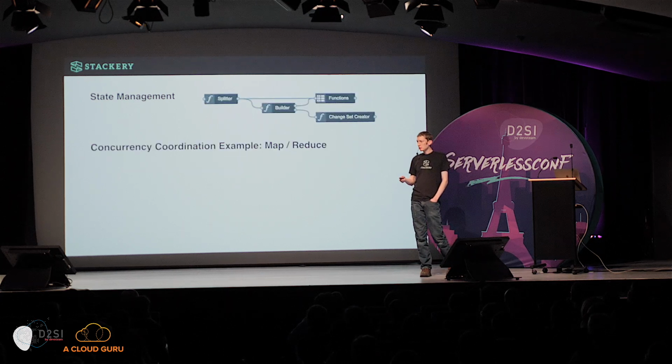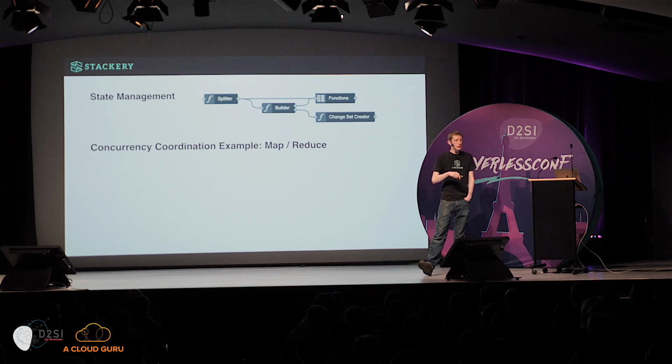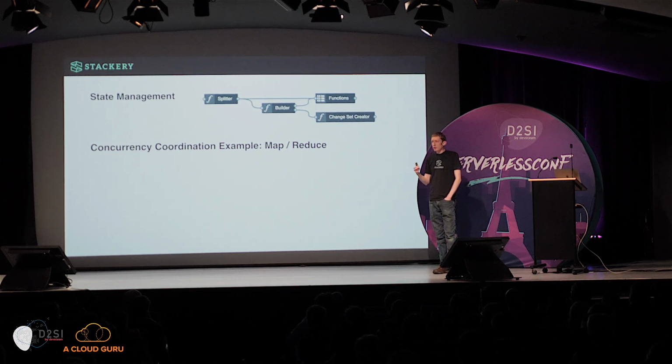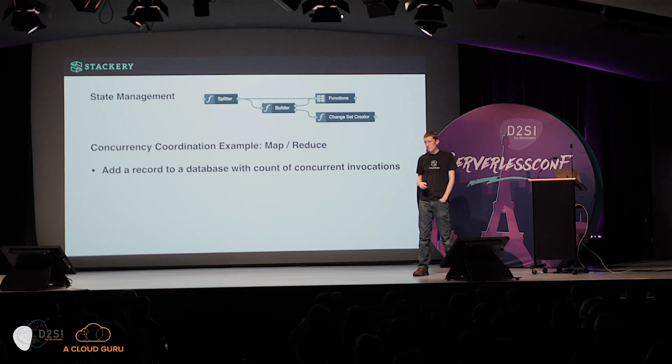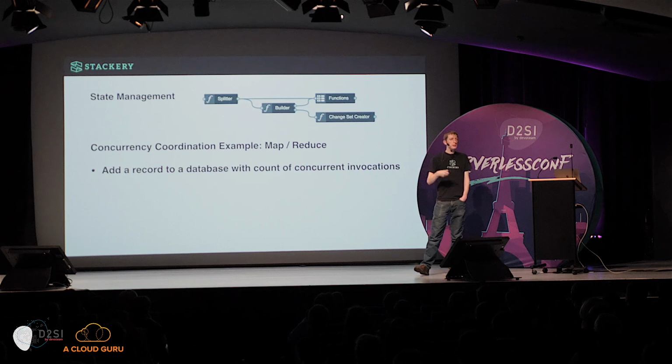As an example, I'm going to talk about what Stackery does when a customer wants to deploy a stack that has, say, 5 functions in it. We have a splitter function that looks at the stack, sees that you have 5 functions, and it knows it needs to prepare 5 of these. So it's going to add a record to a database table, like a DynamoDB table, that says, we're going to invoke 5 builder functions.